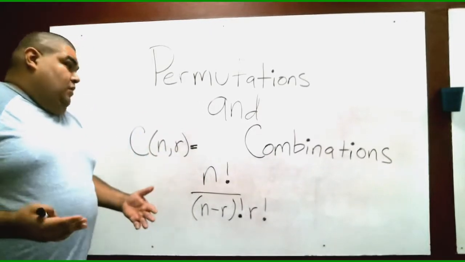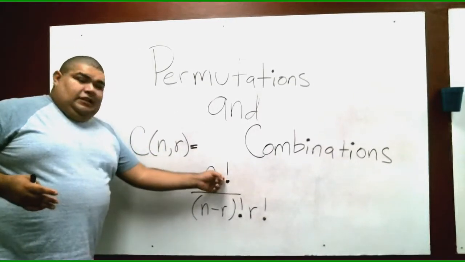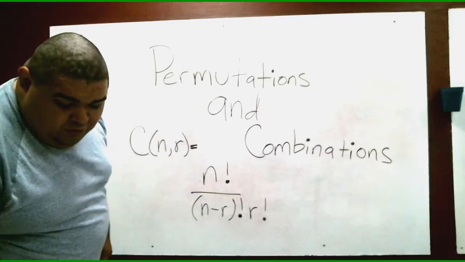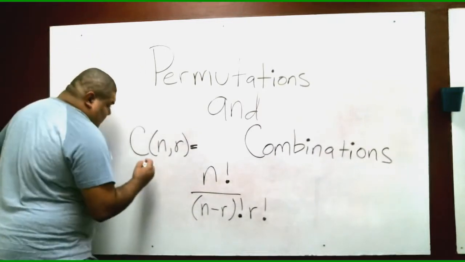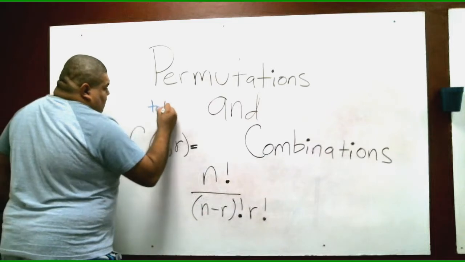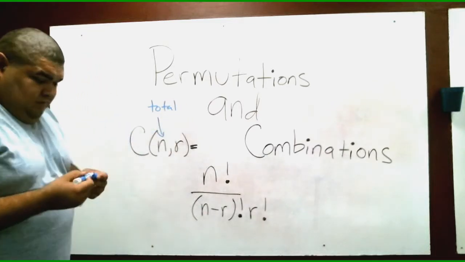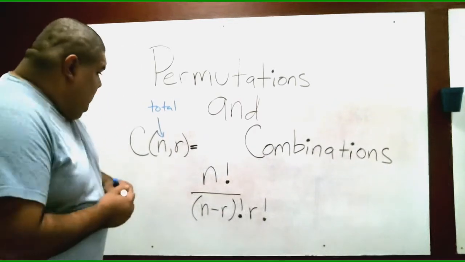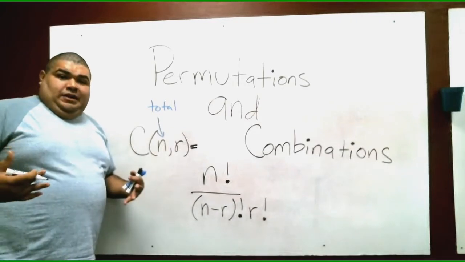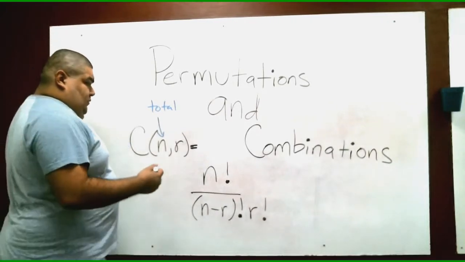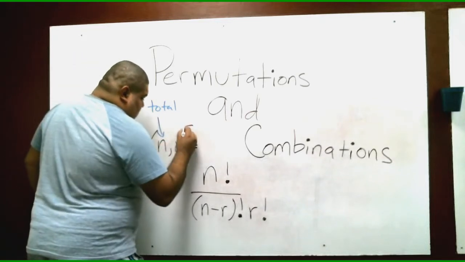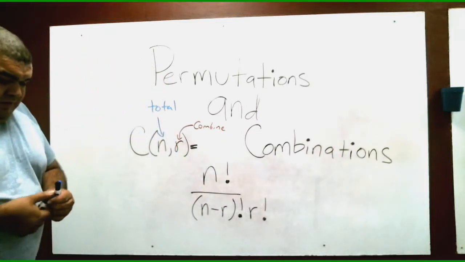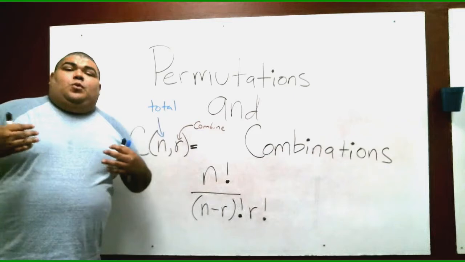You might ask yourself, what is n? What is r? What does this exclamation point mean? Okay. n is the total amount. n is your total. r is whatever you're combining. Whatever you're combining together, meaning combined.